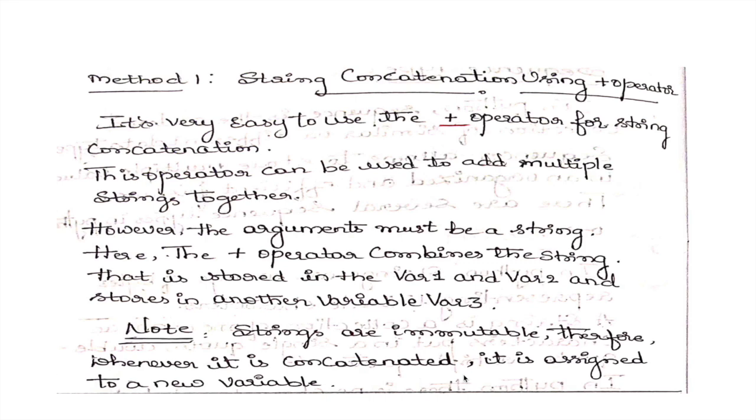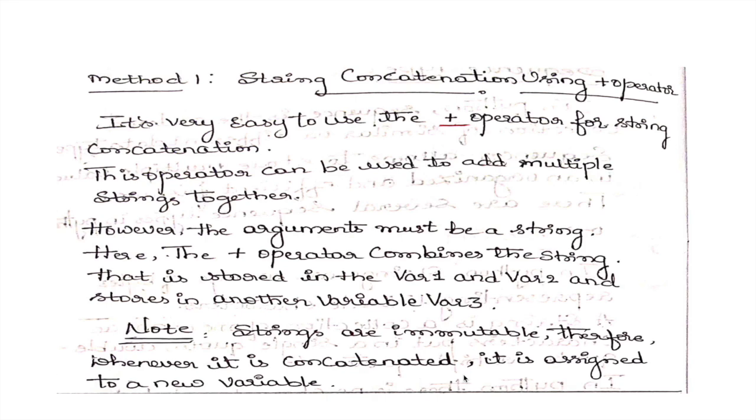So the plus operator combines the strings stored in variable 1 and variable 2 and stores the result in another variable. This is just an example. Here in this example, I'm using two variables. Variables I will discuss in the upcoming video. As of now, just understand that a variable is a place to store something. You can store something inside the variable. So here we have two variables, variable 1 and variable 2. Both the values in variable 1 and variable 2 will be concatenated, that is, those values will be joined and stored in another variable.